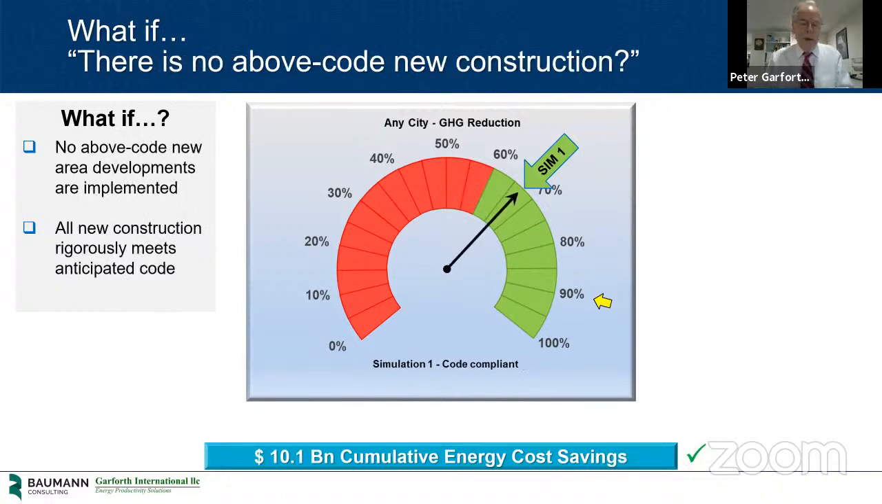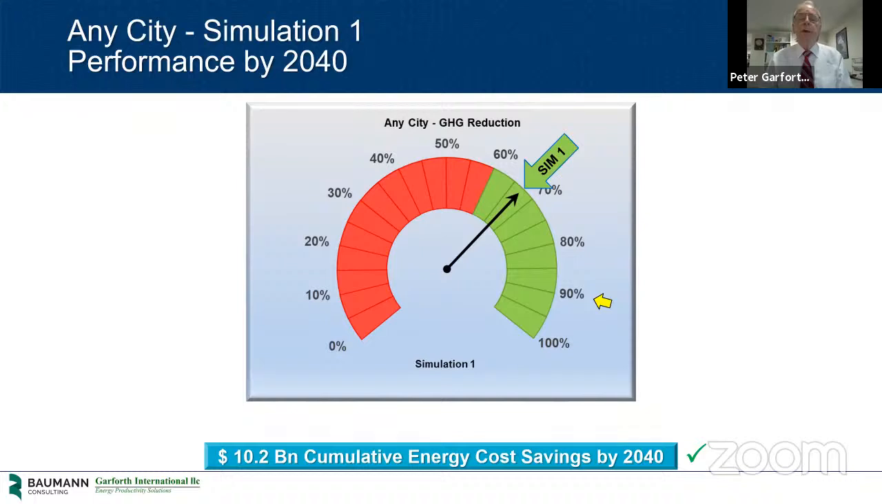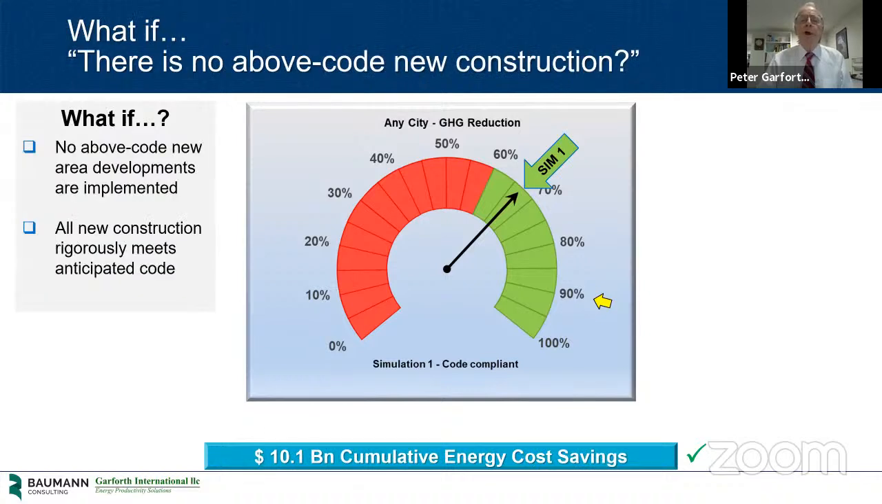There we go. So here's the complete simulation. Oh, my apologies for that. Here's a complete simulation. And here is no eco districts, no net zero neighborhoods, no passive houses, et cetera, et cetera. So that's the impact.